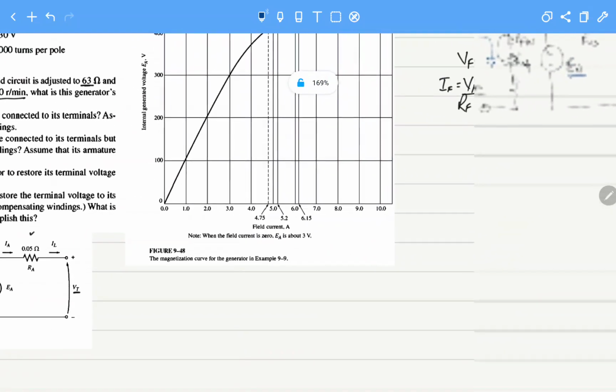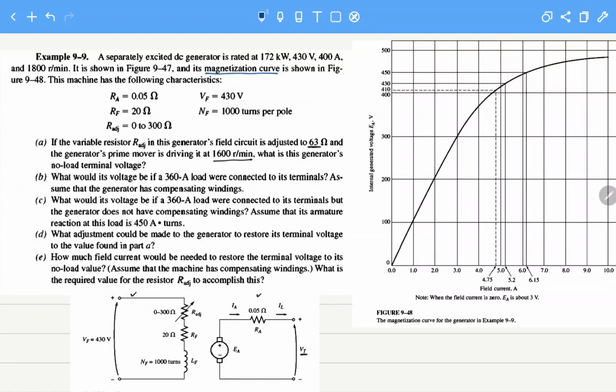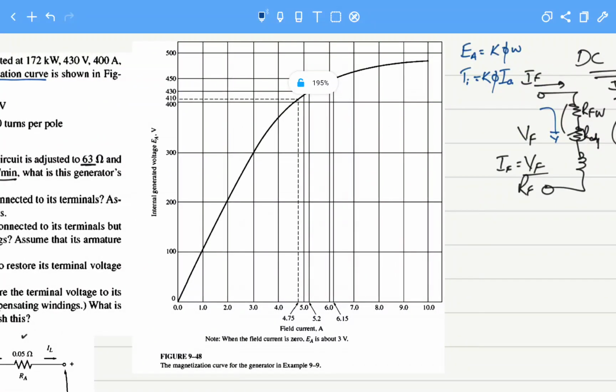that is the armature current. So for the generator that they have given to us, it is 172 kilowatt, 430 volts, 400 ampere, and the rated speed is 1800 rpm. And for this they have also given us the magnetization curve. Now remember that this magnetization curve is for 1800 rpm. So they made this when the generator was rotating at 1800 rpm, the flux was changed as the field current was changed, and the voltage that was induced changed accordingly.